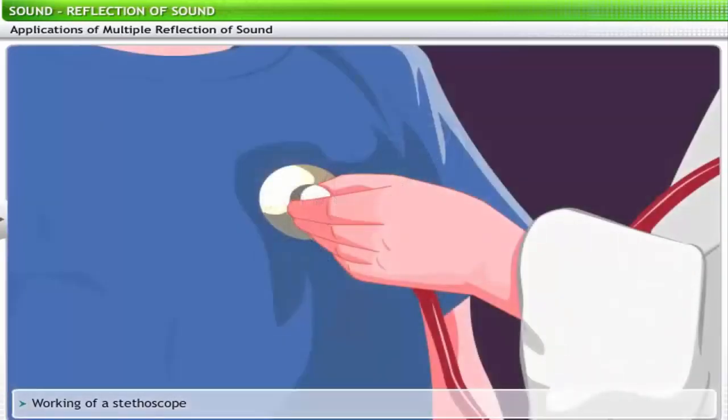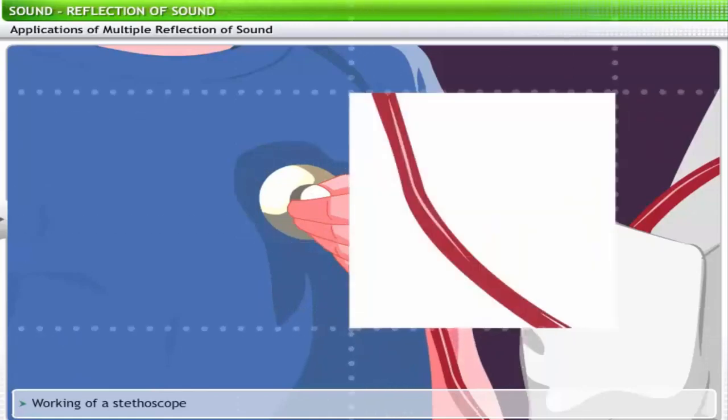The chest piece of the stethoscope consists of a plastic disc called the diaphragm, which is placed on the patient's body. The sound of the heartbeat vibrates the disc. These vibrations produce pressure waves which travel to the listener's ears through the hollow tubes by a series of multiple reflections throughout the tubes.